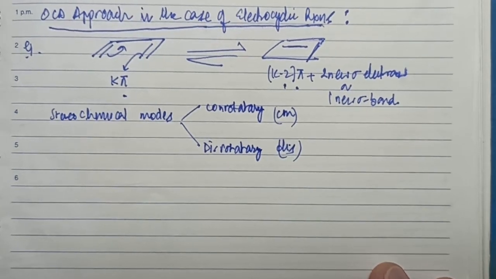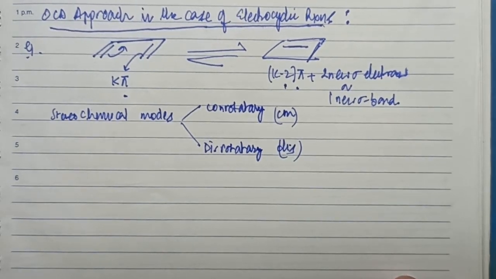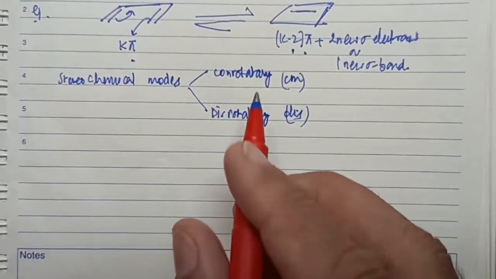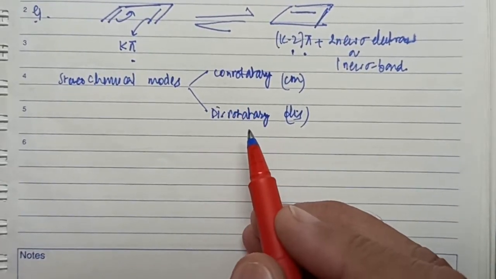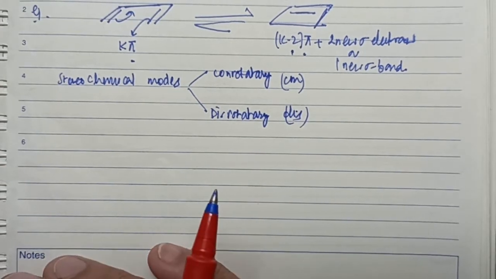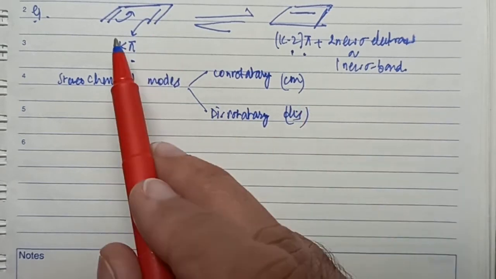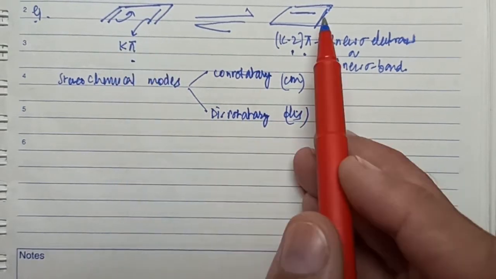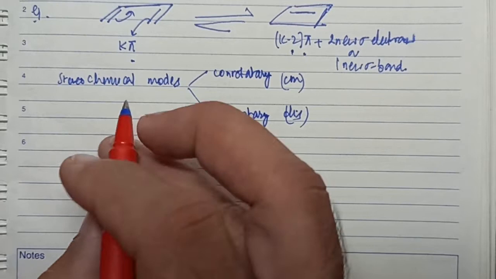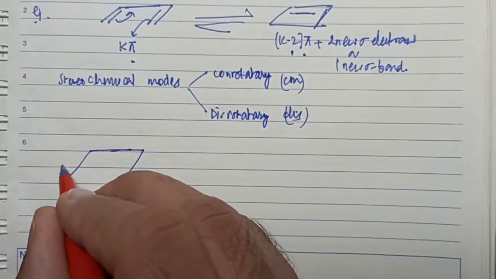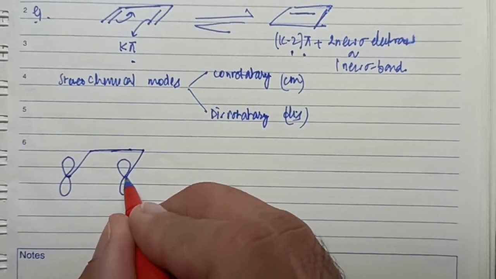Now, in order to understand the OCD approach for these electrocyclic reactions, we need to understand which symmetry operation is to be chosen for which stereochemical mode. In order to understand this, let's take the simplest example of this butadiene cyclobutene interconversion. Now, if I draw the butadiene, I know butadiene molecule is this molecule. If I look at the terminal lobes of butadiene, it is this.